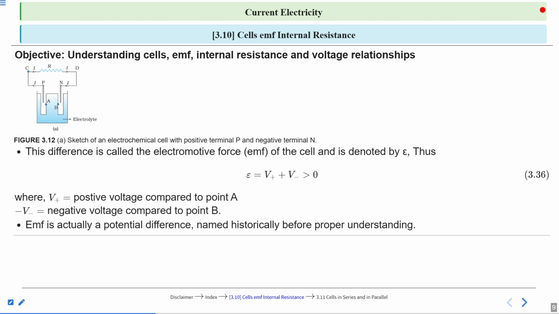Earlier it was considered that it is the force that is pushing the electrons from lower potential to higher potential. Historically, before the proper understanding that it is not a force, it is a potential difference, its name was electromotive force. The name was not changed after knowing its actual reason or function. So its name remained electromotive force, but it is not any force. It is a potential difference.